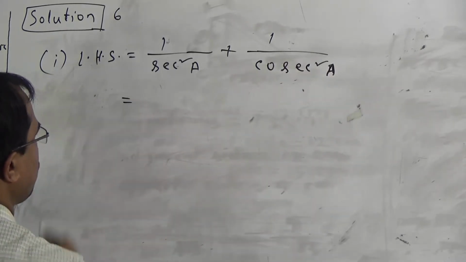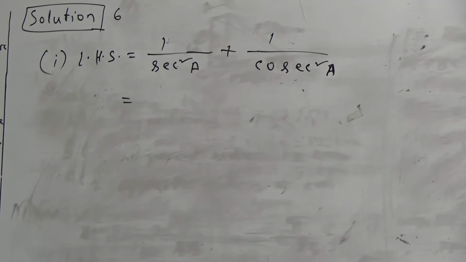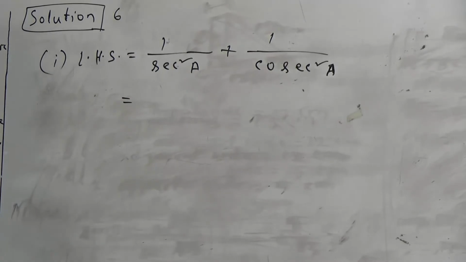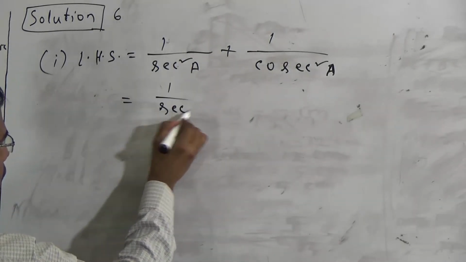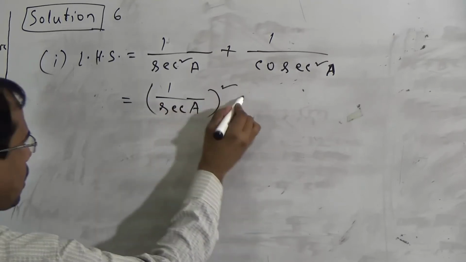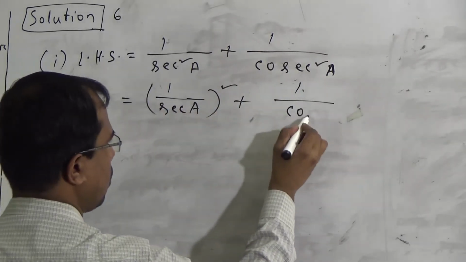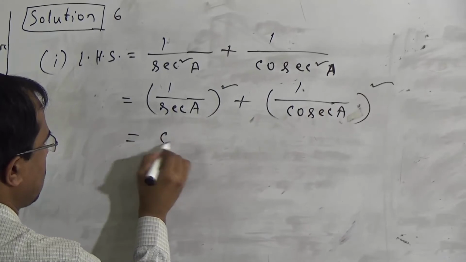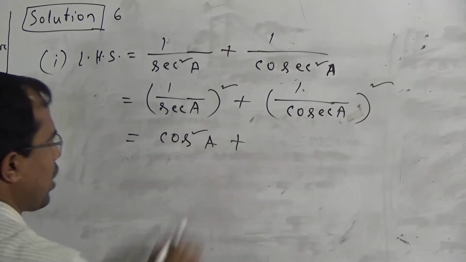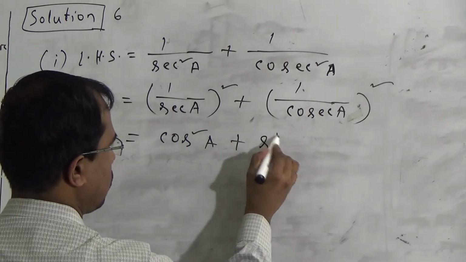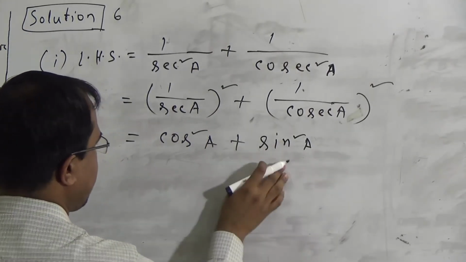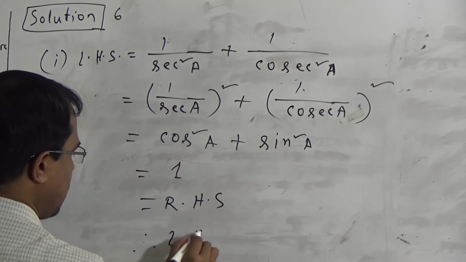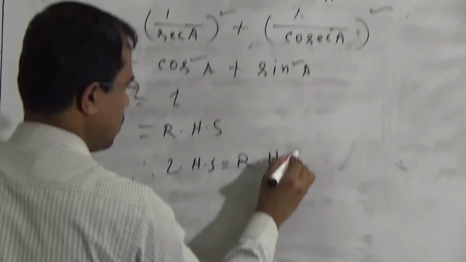Okay, dear students, you know that cos is the opposite ratio of sec. So instead of 1 by sec square A, we can write (1 by sec A) whole square plus (1 by cosec A) whole square, and 1 by sec A means cos A. That means we can write cos square A plus, 1 by cosec A means sin A, so sin square A. And you know that sin square A plus cos square A is equal to 1, and this is the right hand side. Therefore left hand side is equal to right hand side.